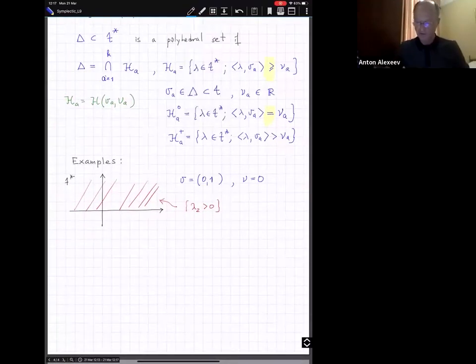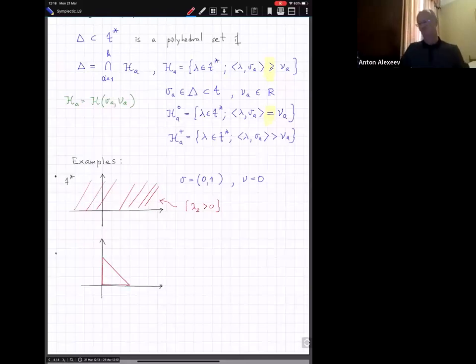Okay. And one more example, which will be very, very useful for us today. Let me try to draw it. So it will be this triangle with the right angle. It is defined as an intersection of three half spaces, right? And what are the corresponding data?